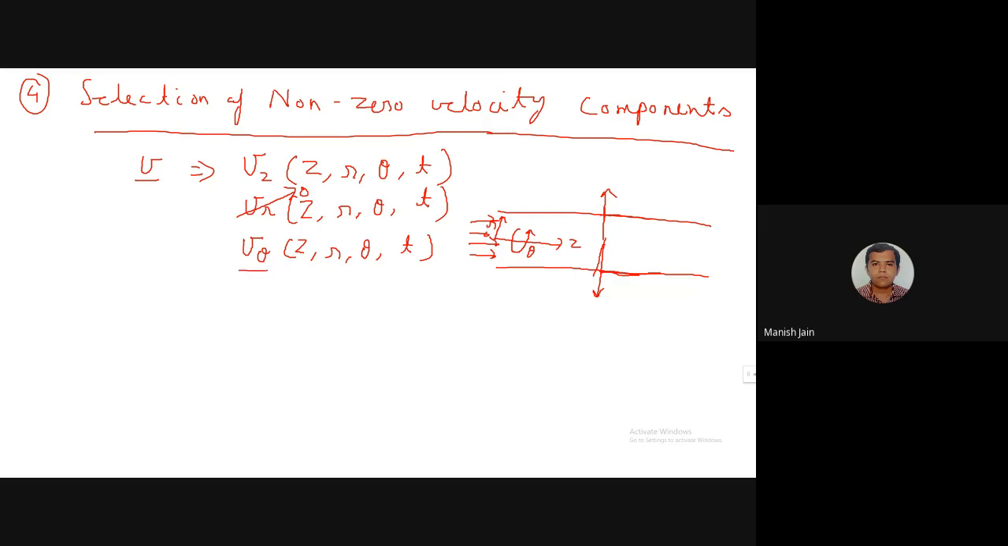Now comes to V theta. Okay, here pressure is P1, here pressure is P2. And you assume that you have the laminar flow.